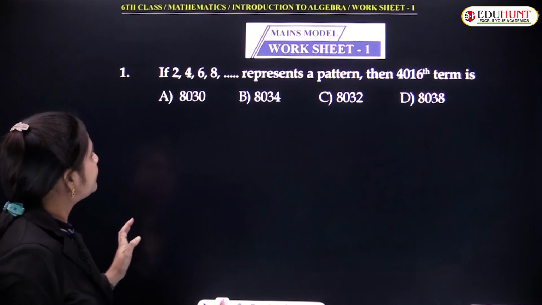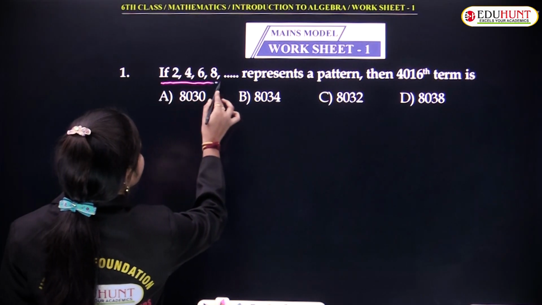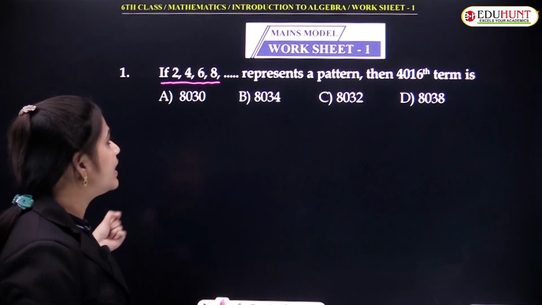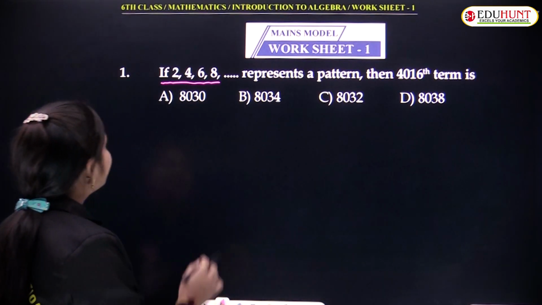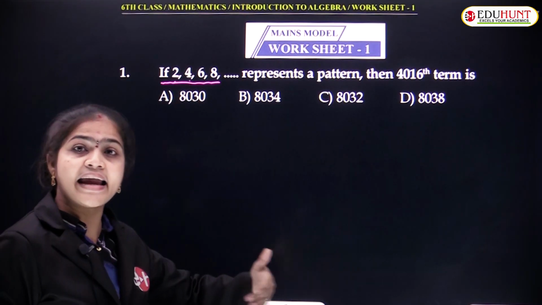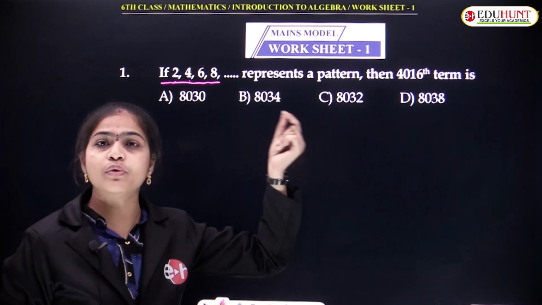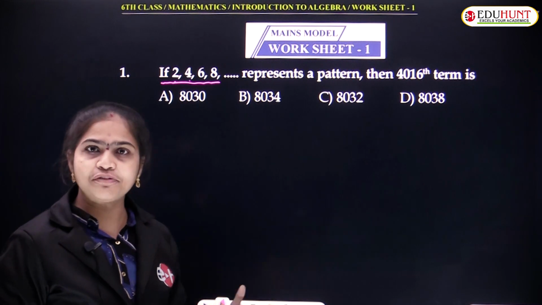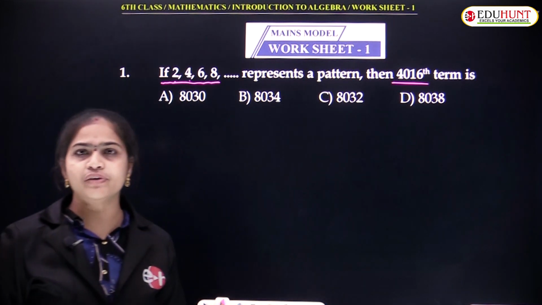Okay, coming to this one here, the first question is: if 2, 4, 6, 8 and so on represents a pattern. Already we know that in algebra we have patterns, right? See here, in this pattern we have the numbers 2, 4, 6, 8 and so on. All these numbers follow one pattern. So we need to find that pattern. Afterwards, we need to find the 4016th term.